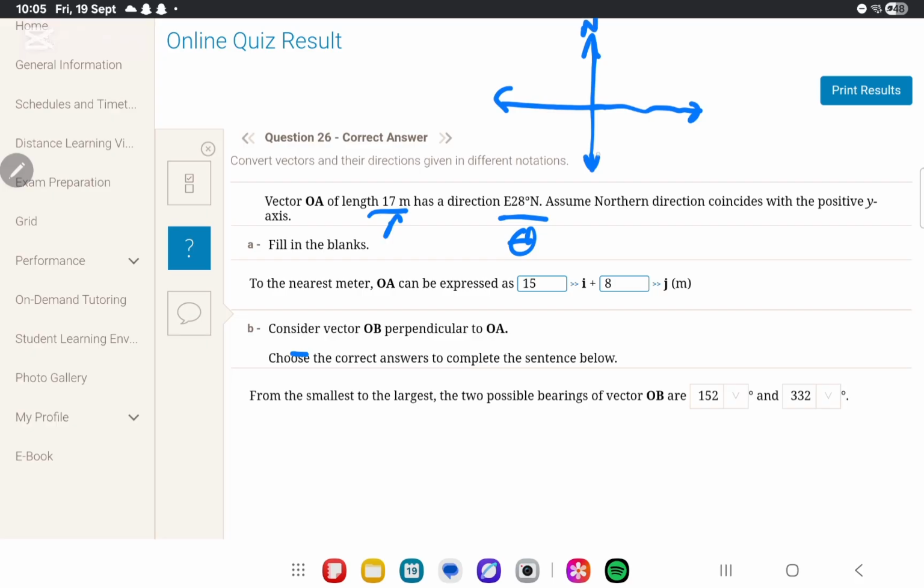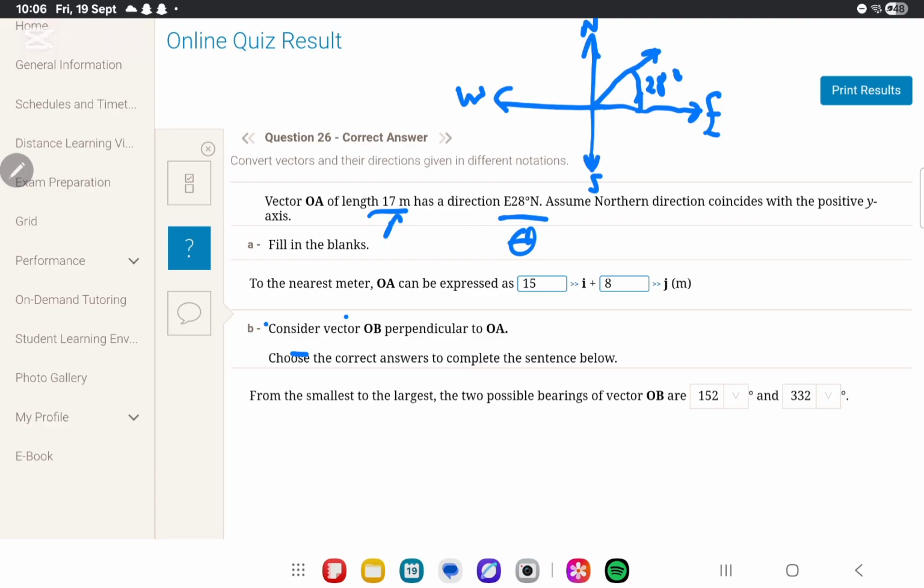Okay, now north, south, east, west. East 28 degrees north, so somewhere here. That's a bit too high. East 28 degrees north, here. Okay, this is east 28 degrees north.